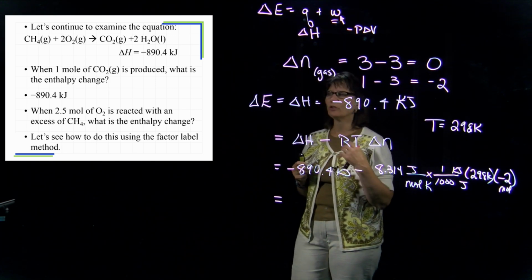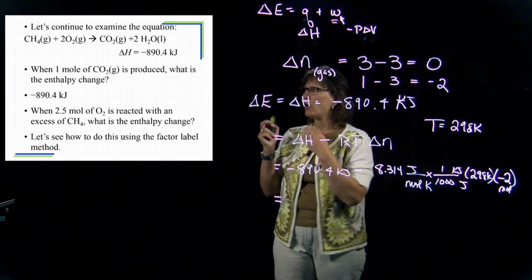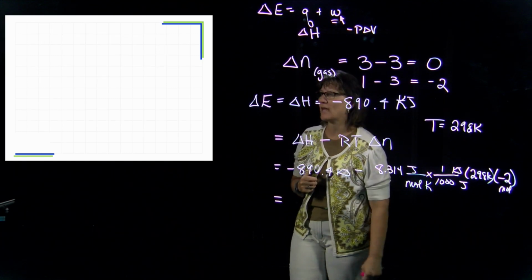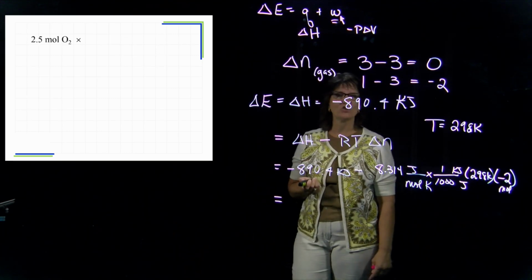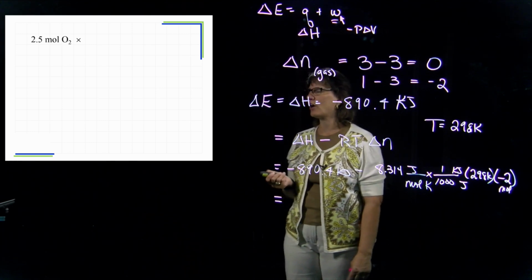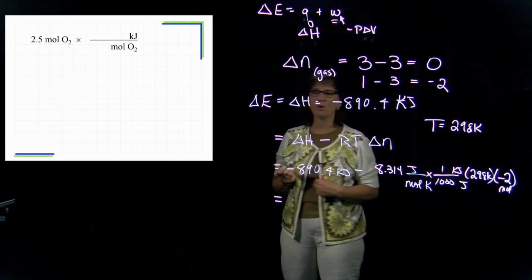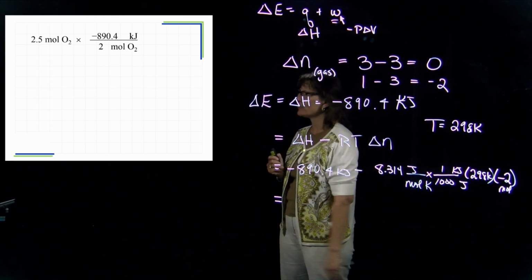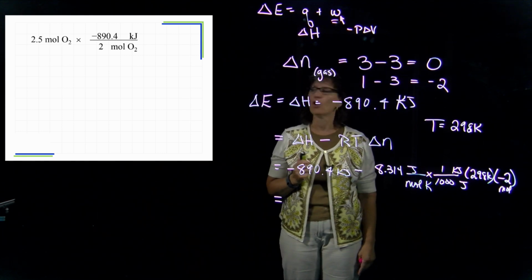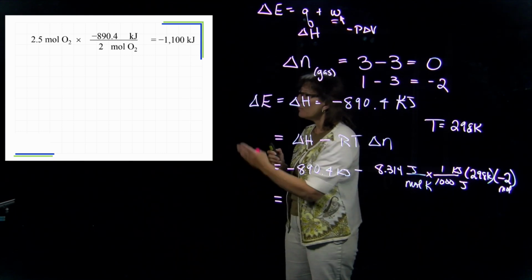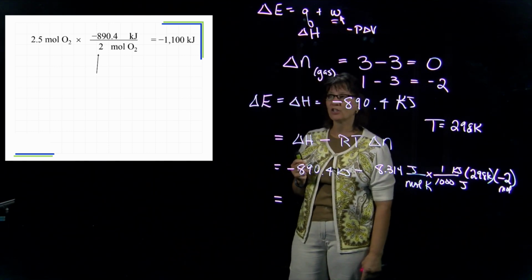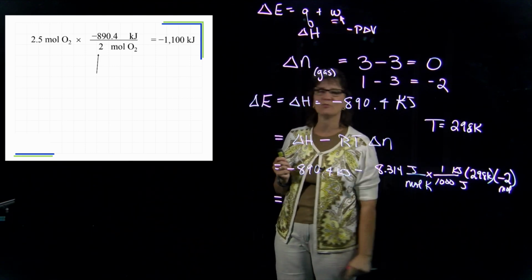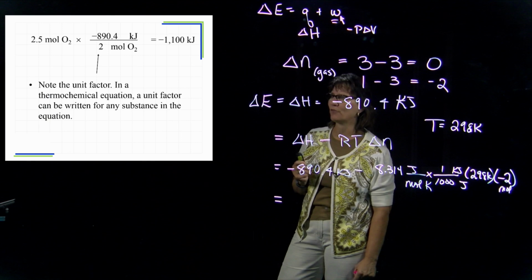To do this, we're going to learn how to incorporate our delta H into dimensional analysis so that we can do it with stoichiometry. This is how it looks. We didn't have 2.0, we had 2.5 moles of oxygen. I didn't want moles of oxygen, I wanted kilojoules. So I go to my balanced thermochemical equation and get these numbers. Where do those numbers come from? Well, the bottom number is the coefficient in the balanced equation. The balanced equation said every time 2 moles of oxygen reacts, I get this much energy. So that's where this is coming from.